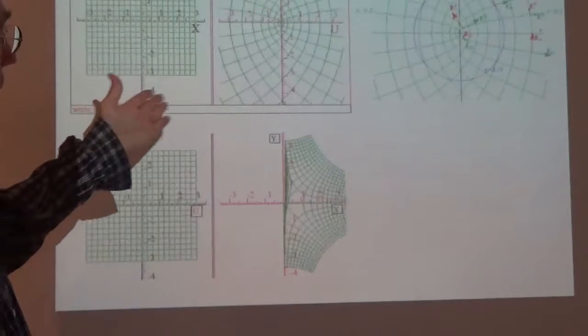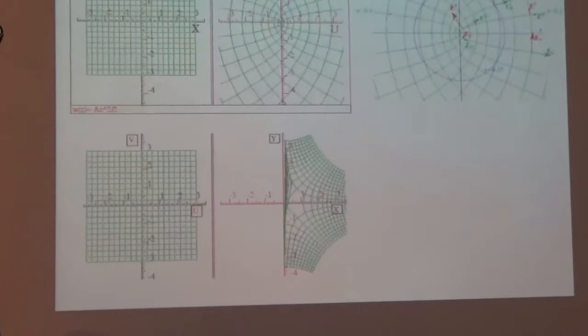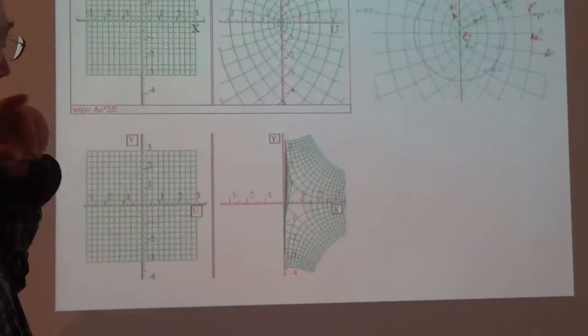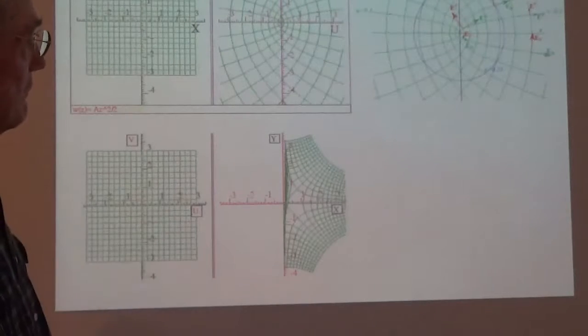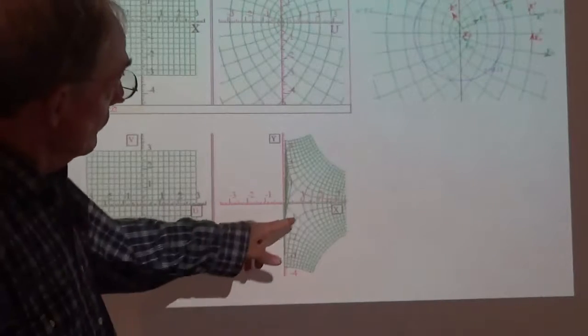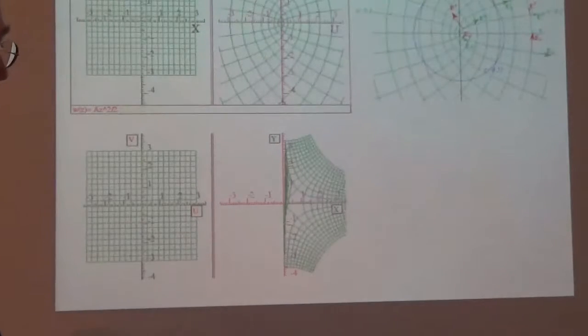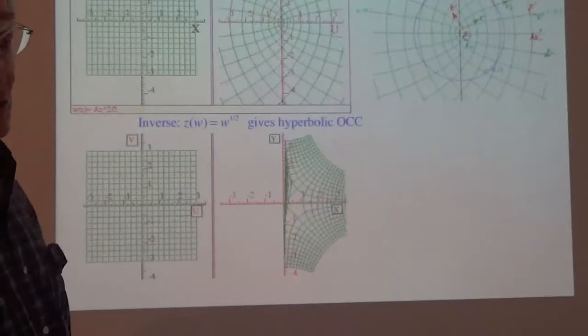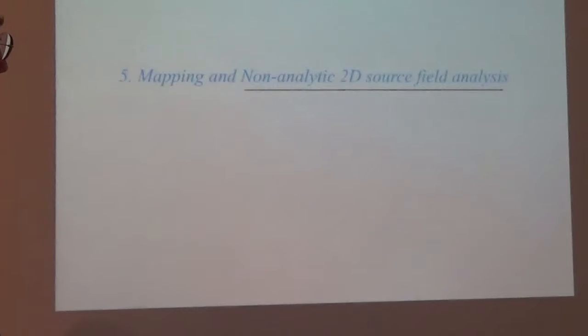So the examples I've given you for homework, here's w equals z squared. This is the inverse of that. So we're going to be making use of those coordinates for things in mechanics. So it's worthwhile getting them as much under control now as opposed to later on.